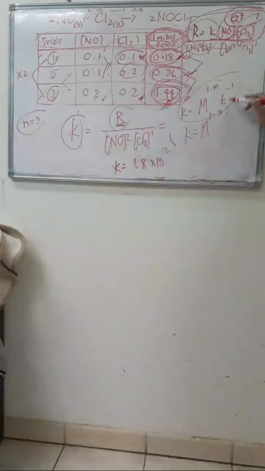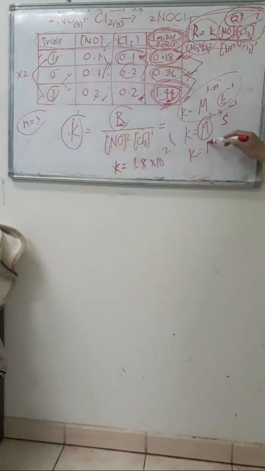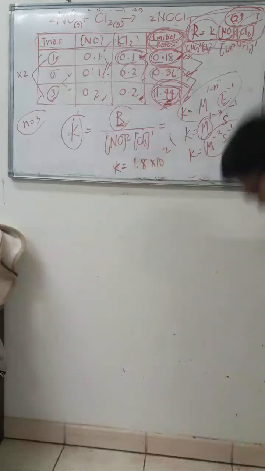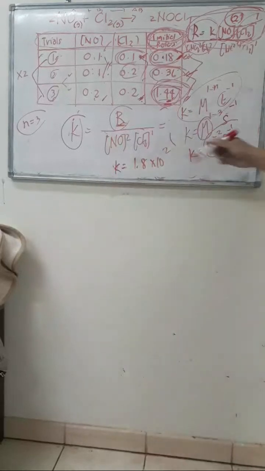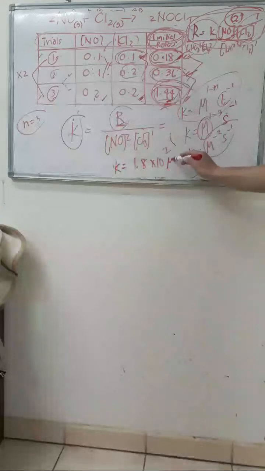And then t here could be seconds or minutes, because it's not mentioned. But the standard is always seconds unless otherwise specified. So seconds will be the automatic unit of your time, so s to the negative 1. How about your capital M, molarity or molar? Let's say k is equal to M to the negative 2 s to the negative 1. Actually, this is correct already. Your unit will be 1.8 times 10 to the 2 molar to the negative 2 s to the negative 1.